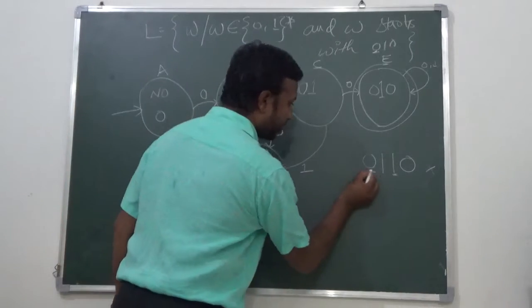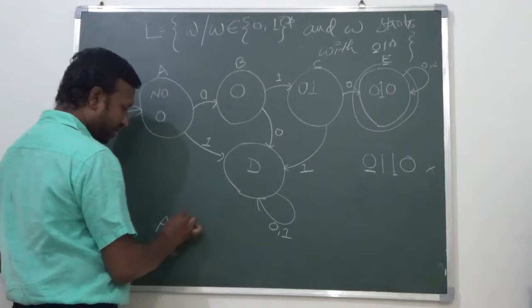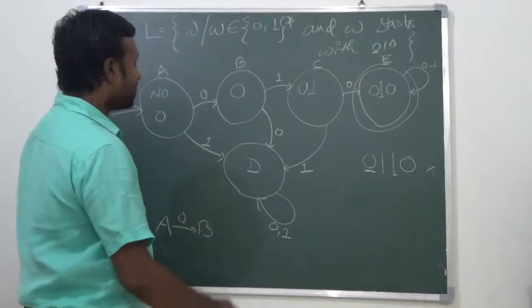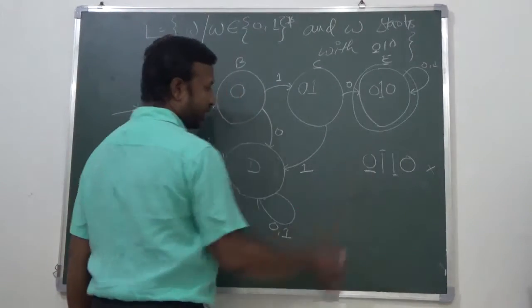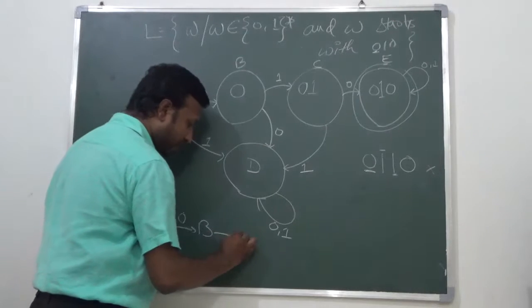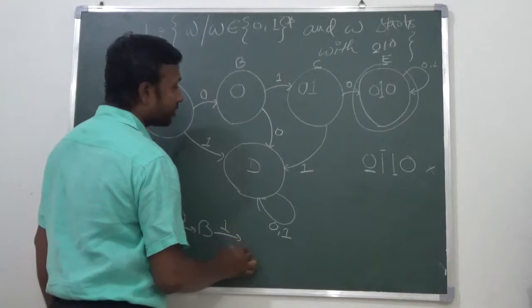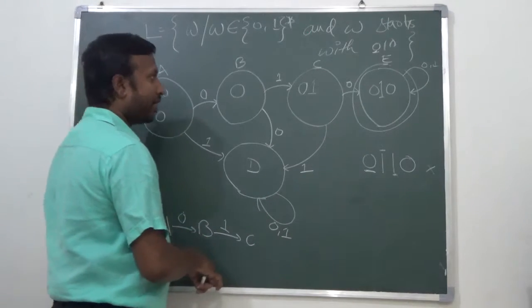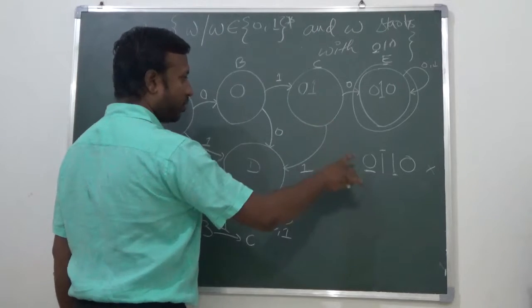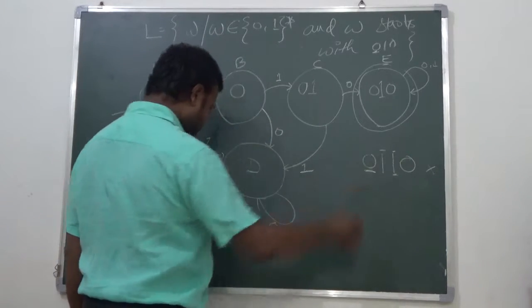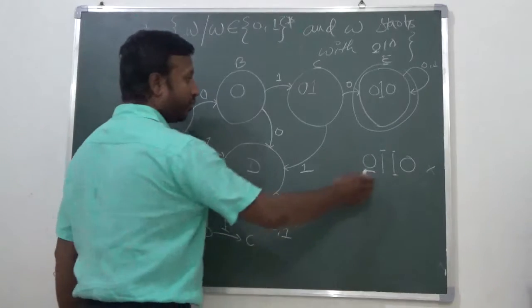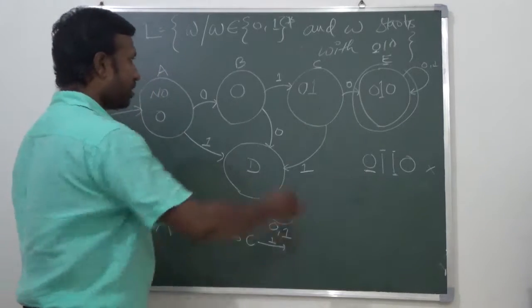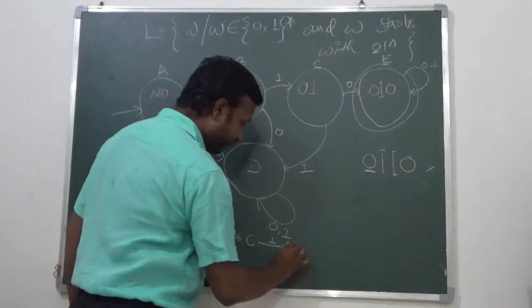Starting with A, what is our input? It's time to process the first symbol, that is 0. So we go to the state B. Then we need to process this 1, so we process 1 and go to the state C. Up to this point we are going in a very valid direction. But if we process this third symbol, that is 1, we go to the state D.